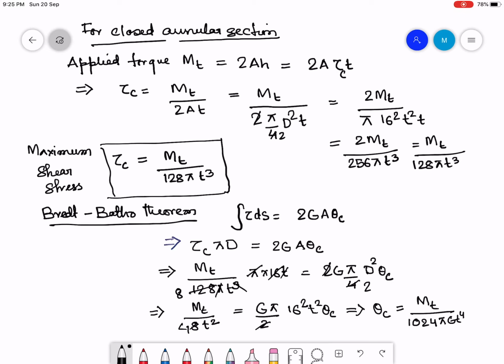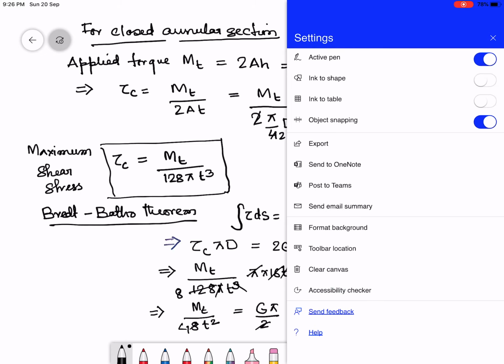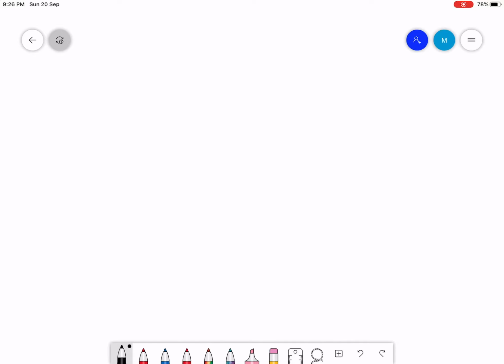So this is the rate of angle of twist for a closed annular cross-section shaft. Now let us try to find out the ratio. Okay, so the ratio of maximum shear stress, so tau slit by tau c.